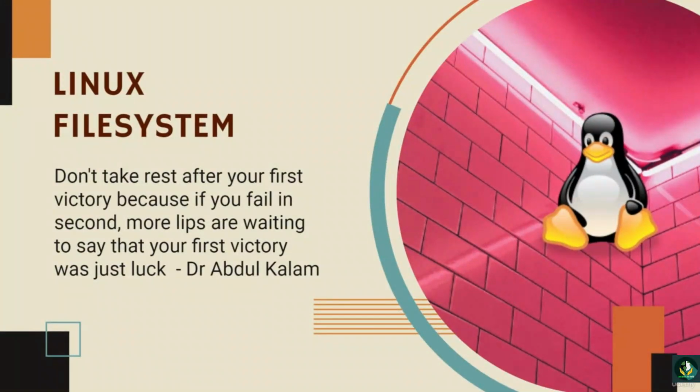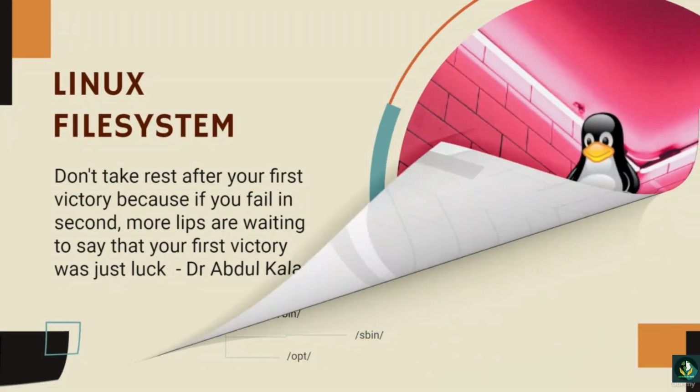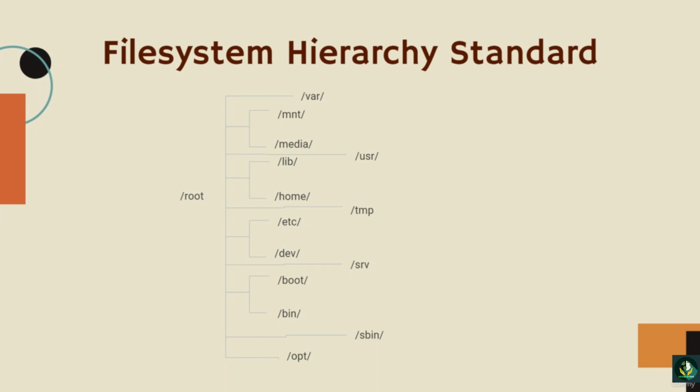Welcome back. In this section we are going to discuss the file system hierarchy standard. As shown in the image, we have a root directory and multiple subdirectories. So let's go through the detailed information about the directories one by one. Root is the home directory of the root user. If we compare with Windows, it can be the C drive.